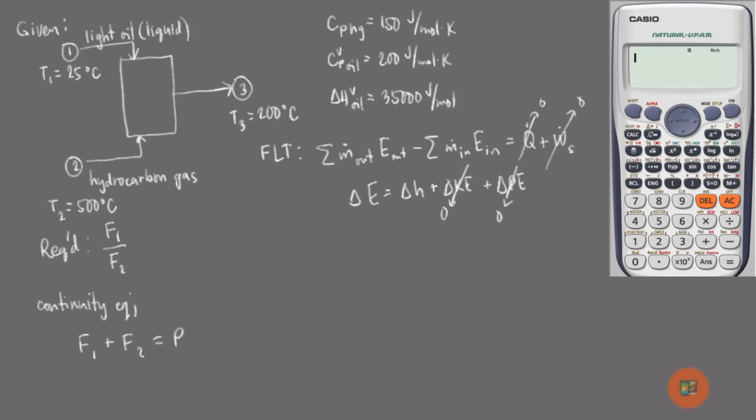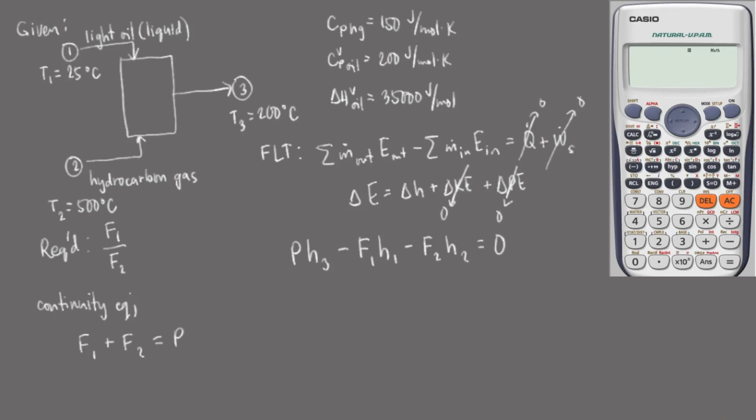Also, for the case of mass flow rate, we can simply substitute that with molar flow rate without issues because again, there are no chemical reactions in this system. Therefore, we can now write our general energy balance equation as the flow rate of the product multiplied by the specific enthalpy of the product minus the molar flow rate of stream 1 times the enthalpy of stream 1 minus the flow rate of stream 2 multiplied by the specific enthalpy of stream 2 that is equal to 0. This is now our simplified energy balance.